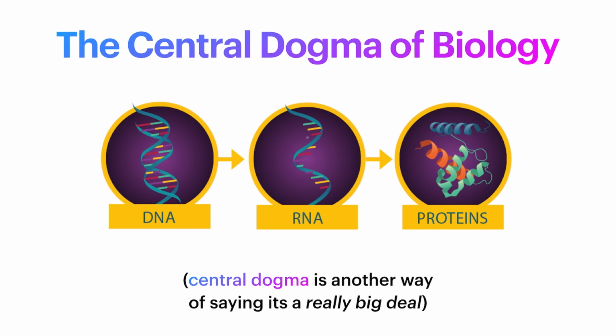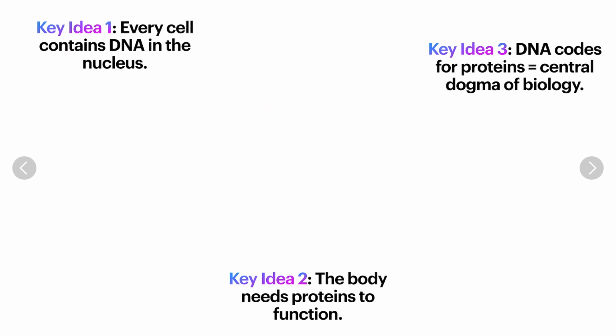And how does that information become the traits that make us who we are or allow us to live our lives? And so that central dogma of biology is going to connect the DNA into the traits that are our body. And so here are a few key ideas that you've got to keep in mind and understand before we go into the steps of the central dogma of biology.